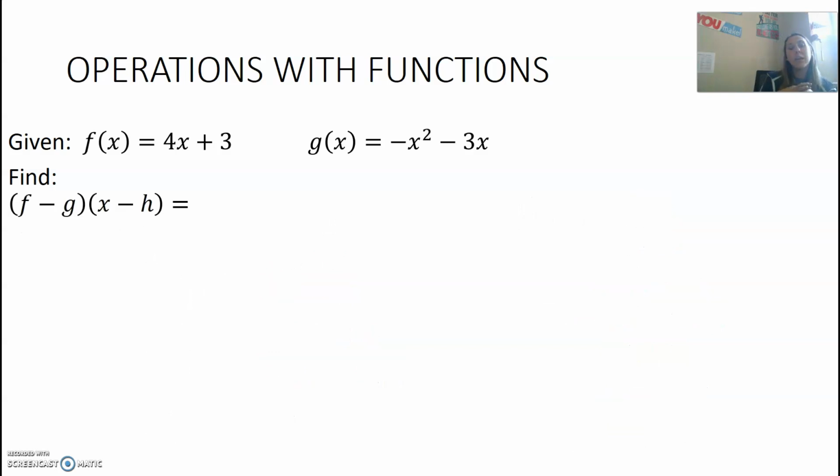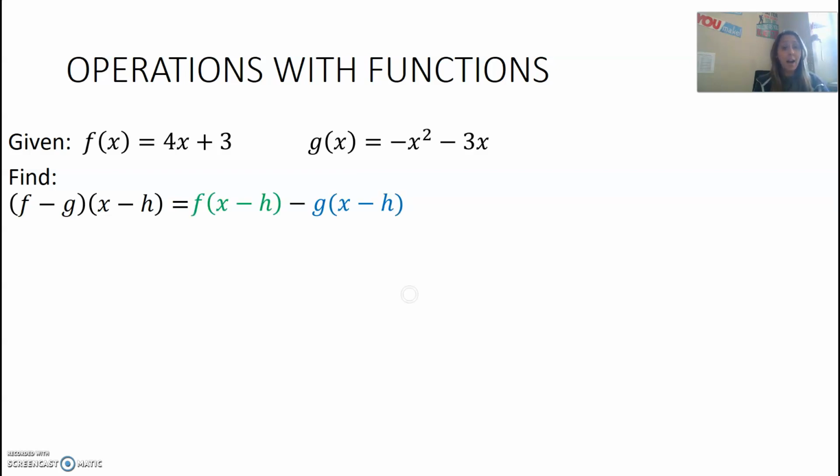Now, I would like everyone to hit pause and try to find f minus g of 8x minus h. So go ahead and hit pause. Okay, so you should have done that.